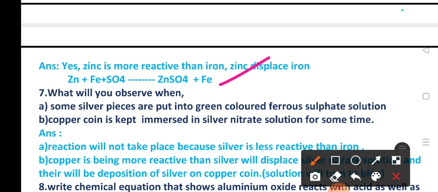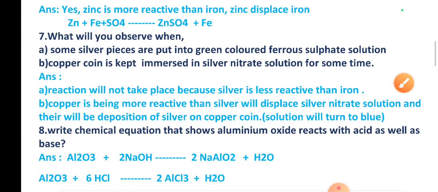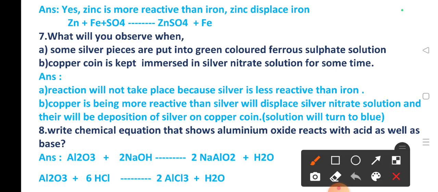What will you observe when some silver pieces are put into green colored ferrous sulfate solution? Reaction will not take place. Silver is less reactive than iron. If we see silver and ferrous sulfate, ferrous means iron sulfate. Silver is less reactive than iron.